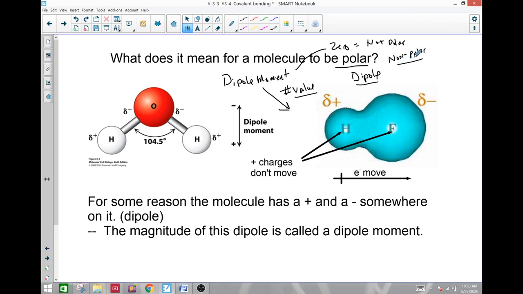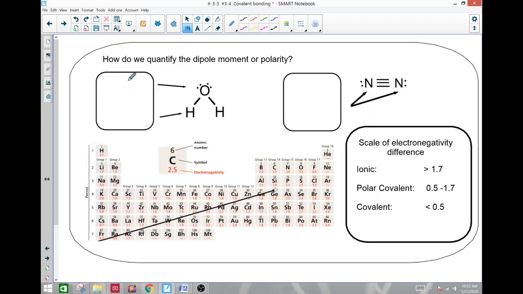And it's not like you have a switch that turns on and off. It's definitely gradual. There are things that are extremely polar and things that are not so much. Again, magnitude, dipole moment.